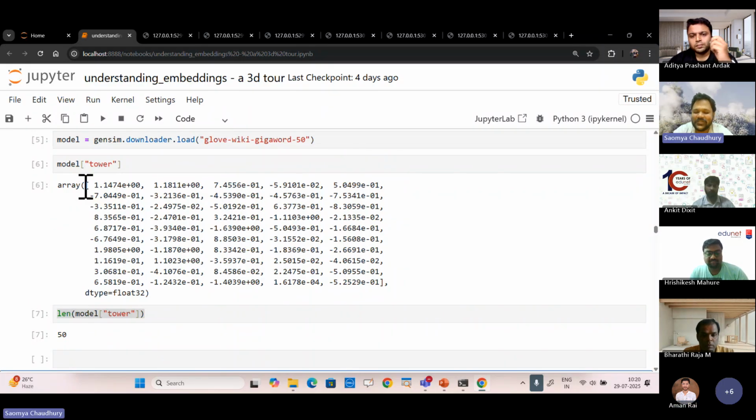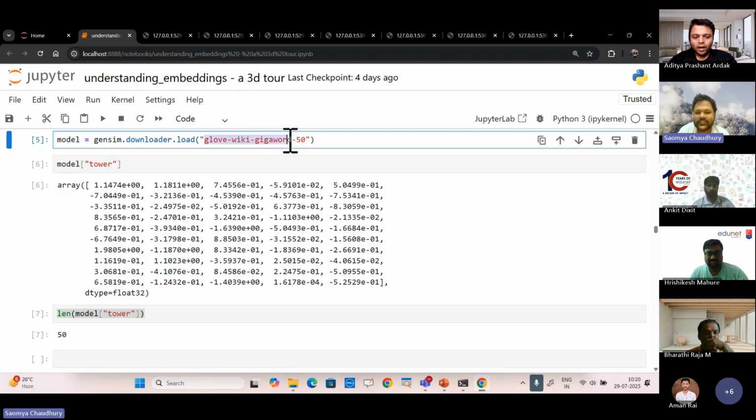Actually, sir, to be frank, it has less to do with DSA. Here's the thing, sir. Can you see this? The model which I've loaded here is called GloVe, which stands for Global Vector for Word Embedding. Wiki means it has used Wikipedia as one of the sources. Gigaword is also one of the sources. And 50 means the dimensions. So whatever data you have collected is from Wikipedia.